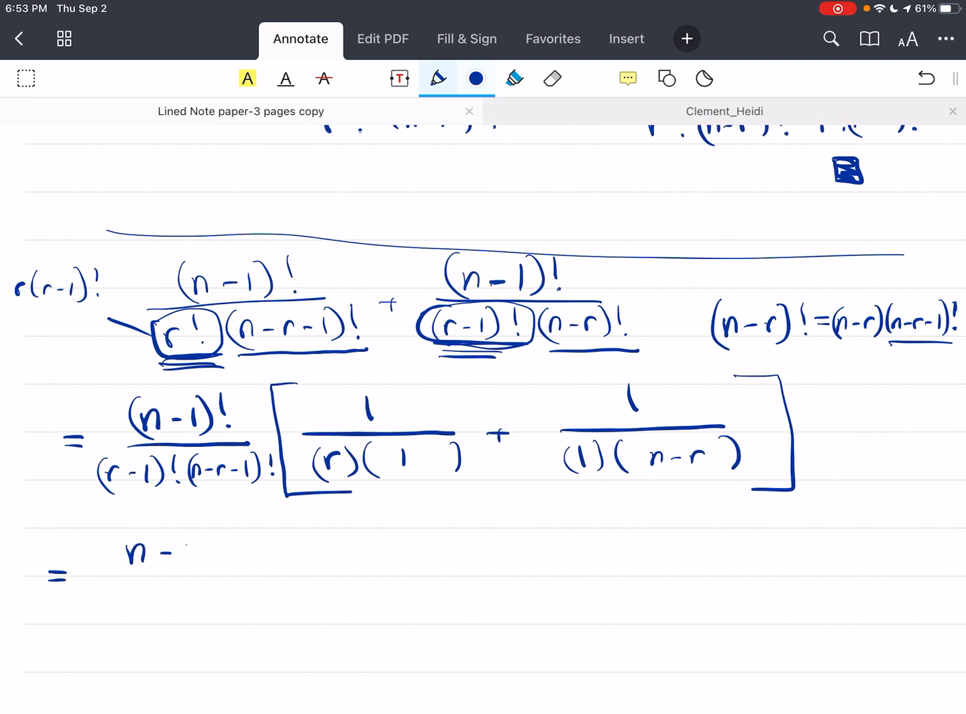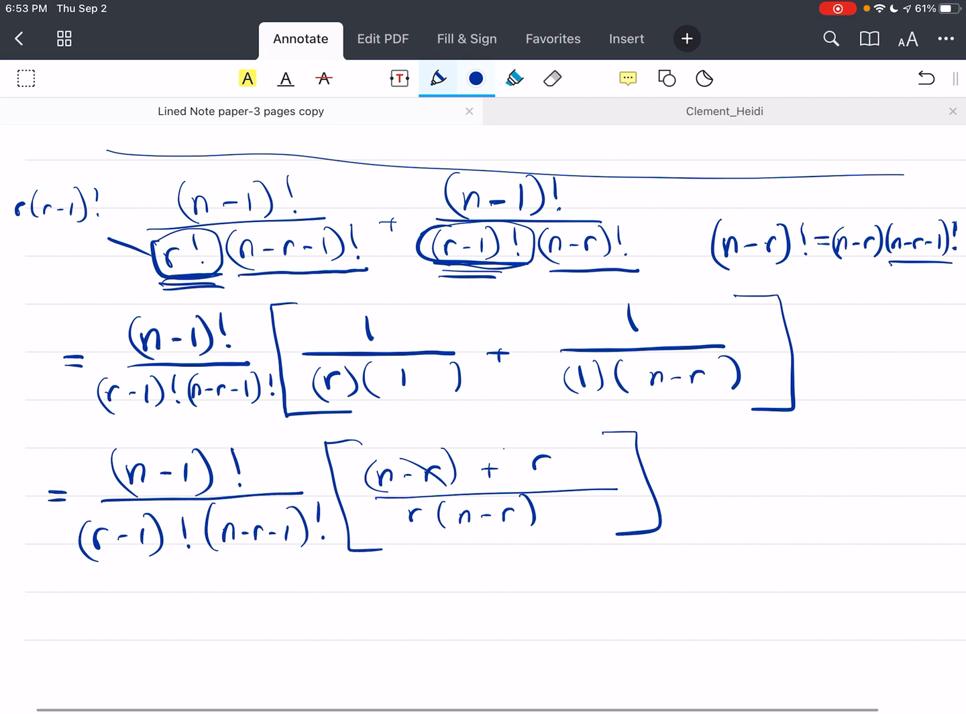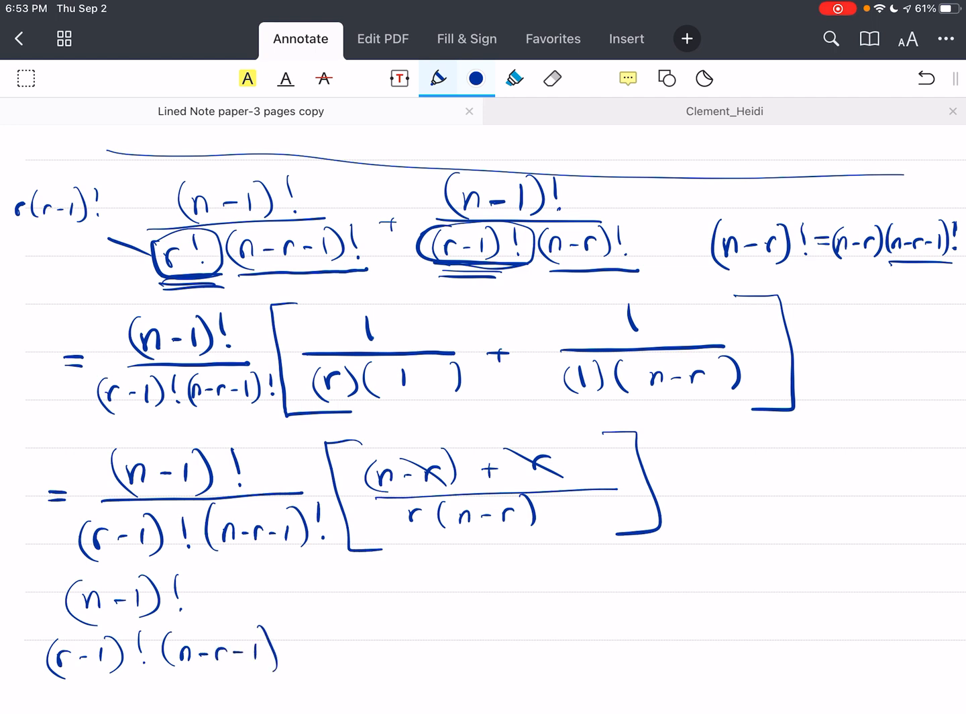So this is equal to (n minus 1)! (r minus 1)! (n minus r minus 1)! out here. And then inside I have n minus r plus r, all over r times n minus r. And again, I end up with here, this r and this cancel, so I'm left with an n on the top. So I've got (n minus 1)! (r minus 1)! (n minus r minus 1)!. And then I've got n over r times n minus r.